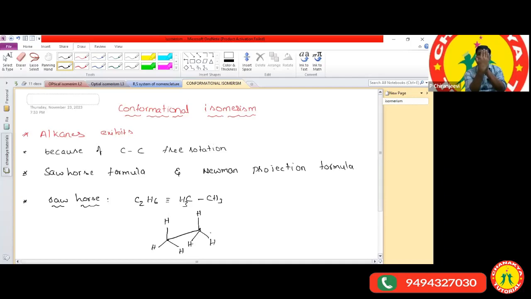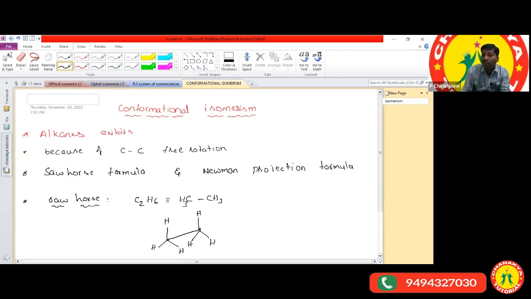It is not possible now, so that's why I slightly change the direction. If you slightly change the direction, you can observe two carbon atoms attached with one bond. Now each carbon is attached with three hydrogen atoms. Whenever you see it, it looks like a horse model, so that's why we call it a sawhorse.